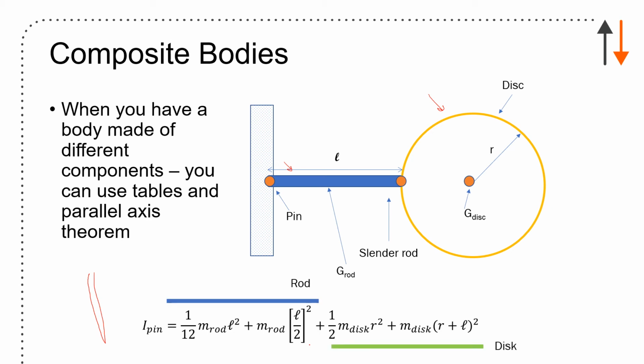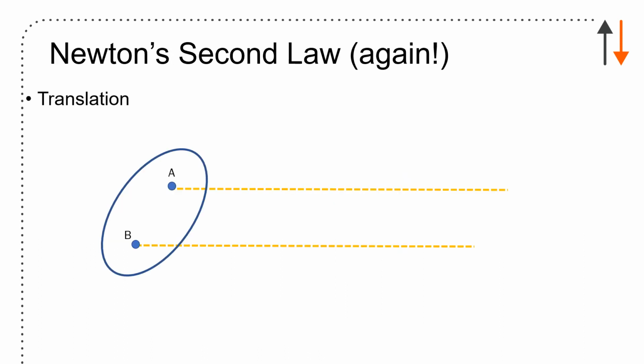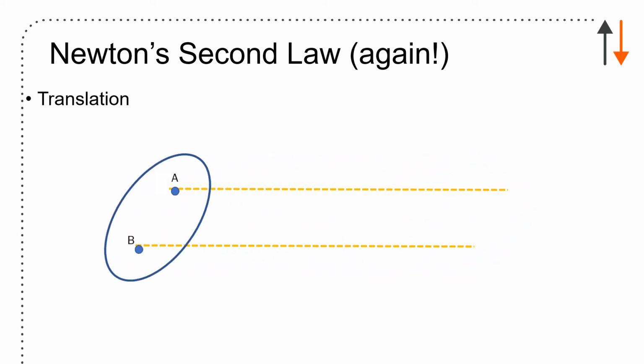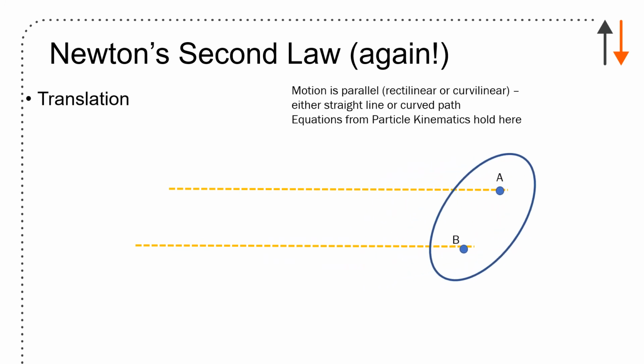Rod and disk. Be comfortable with both of these ideas. Radius of gyration, previous slide, and this one, using composite bodies and describing them in terms of their component parts and using the right mass for each term. In terms of motion here, you always have the same sort of motion that you found in the previous chapter, as you have translational and rotational.